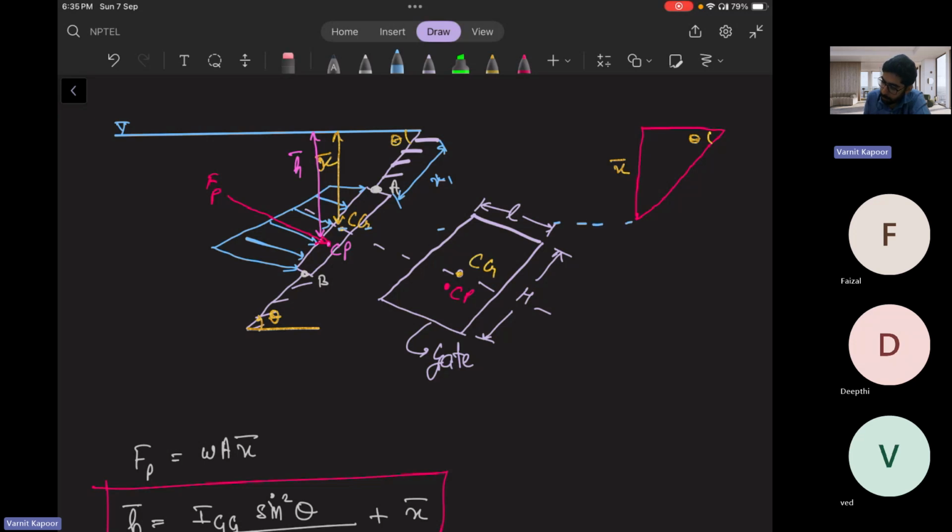So this tip is nothing but this point. This will be X1 plus h by 2. What do I mean? X1 plus this is h, so h by 2. So this is the hypotenuse of the triangle, X1 plus h by 2. You know what X1 is, you know what h by 2 is, and you know the angle theta from the given question, so you can get x bar.